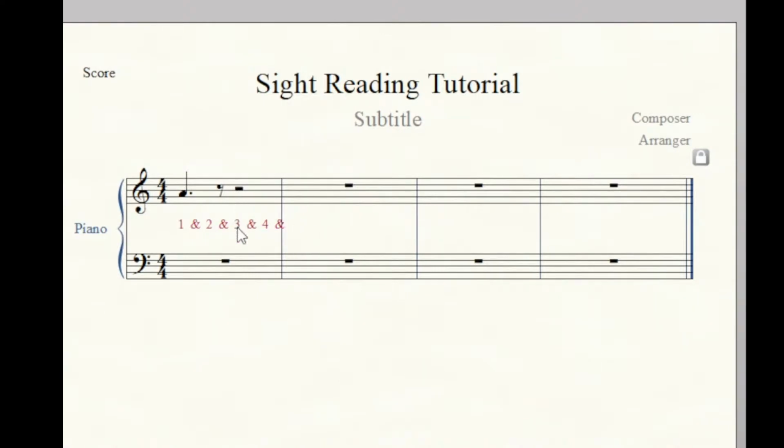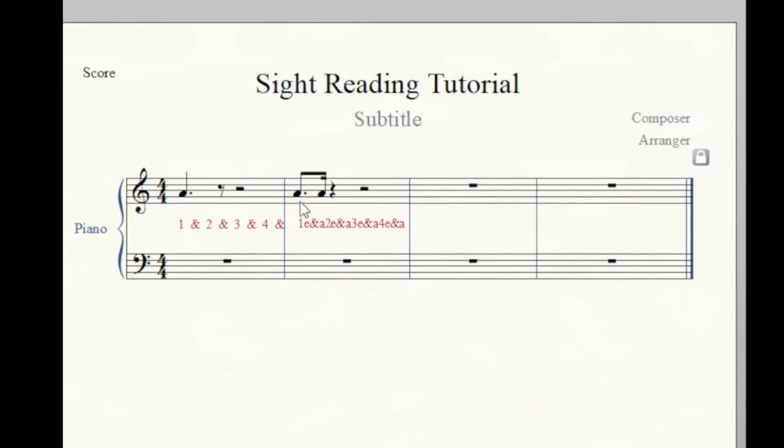So this is on the 3 and 4 and that's on the and of 2. So 1 and 2 and. So the more you do this, the more you'll instantaneously know the length of the note.